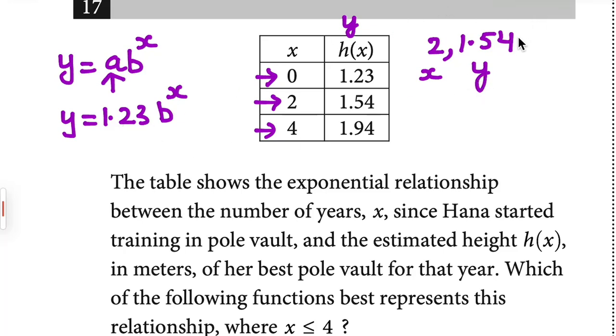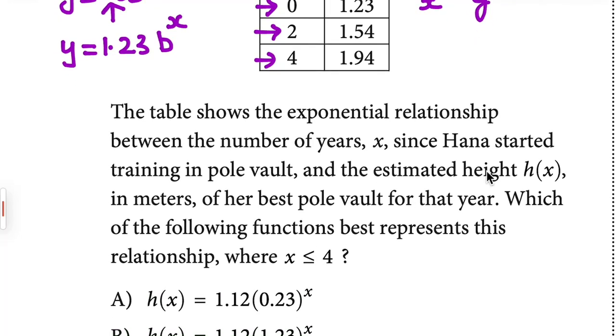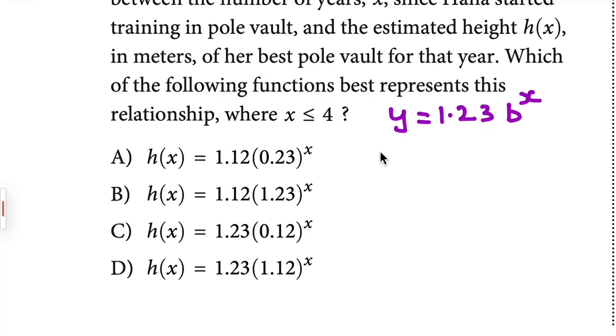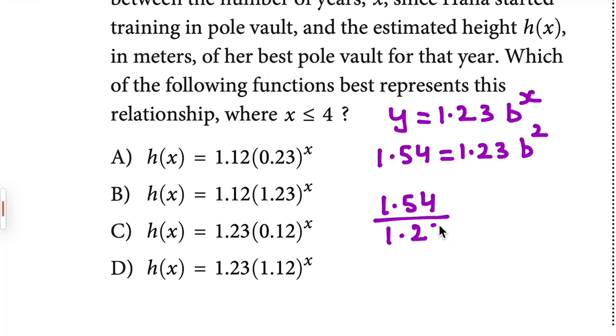I am writing this here one more time. So y is equal to 1.23 b to the power x. And now I'm using these coordinates. When x is 2, y is 1.54. Let's put it in: 1.54 is equal to 1.23 b to the power 2. Dividing by 1.23 on both sides, 1.54 over 1.23 is equal to b squared.